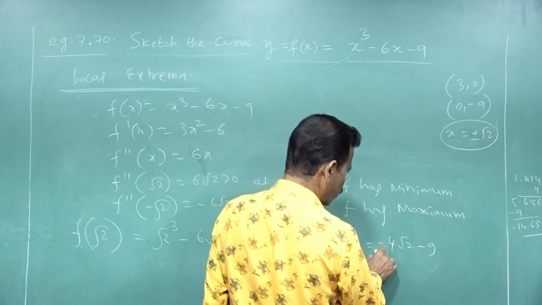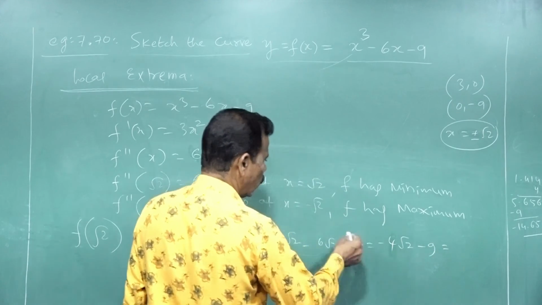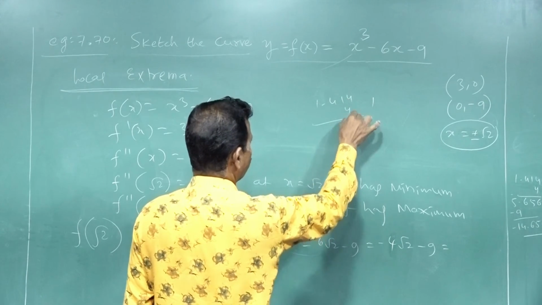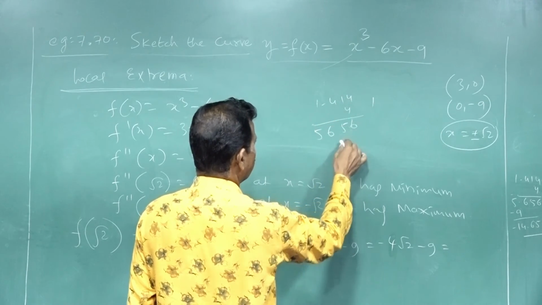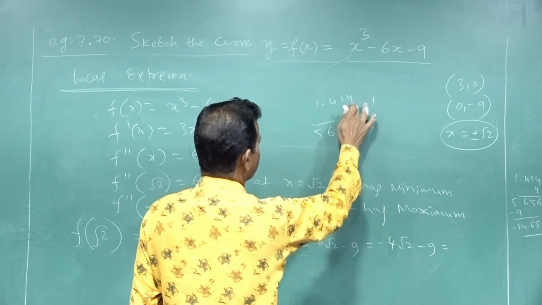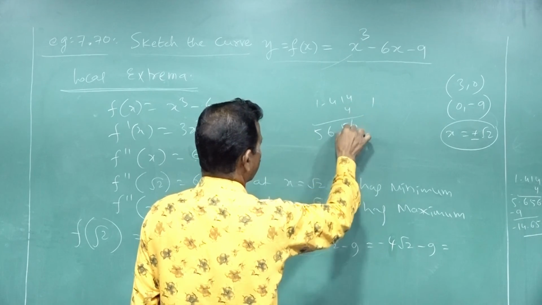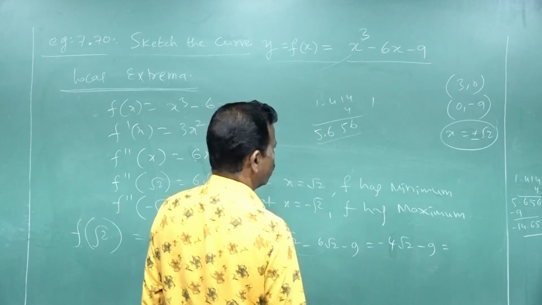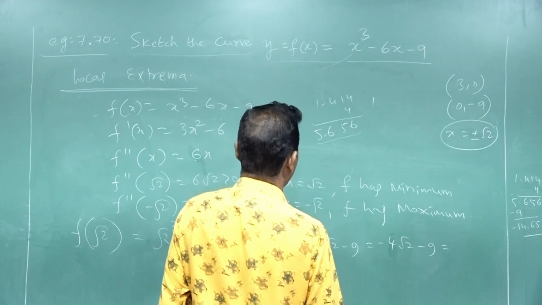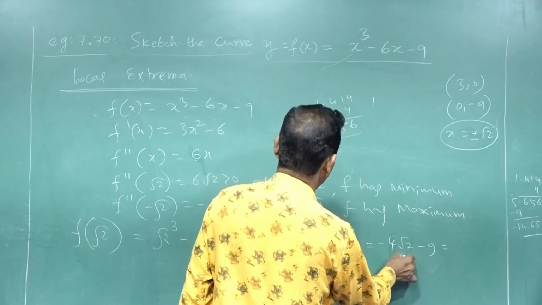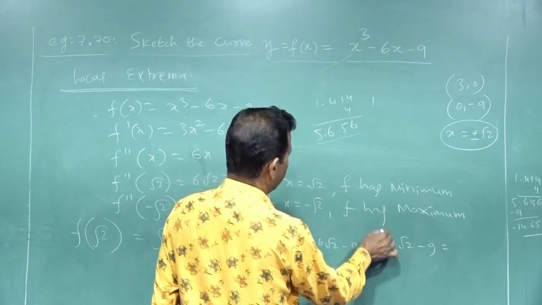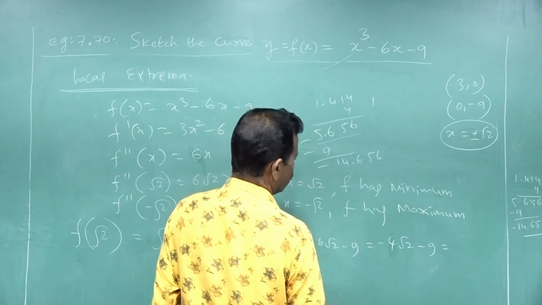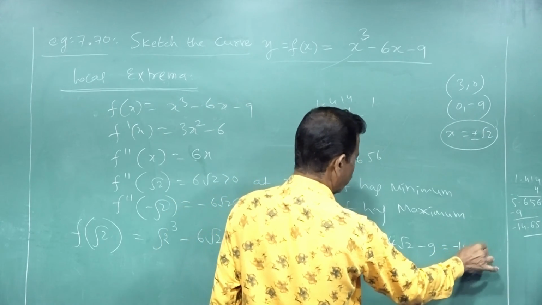So this value, approximately how much? Root 2 value is 1.414, times 4 gives 5.656. So 4 root 2 is 5.656, and with minus 9 this adds up to minus 14.656. So this value is approximately minus 14.656.